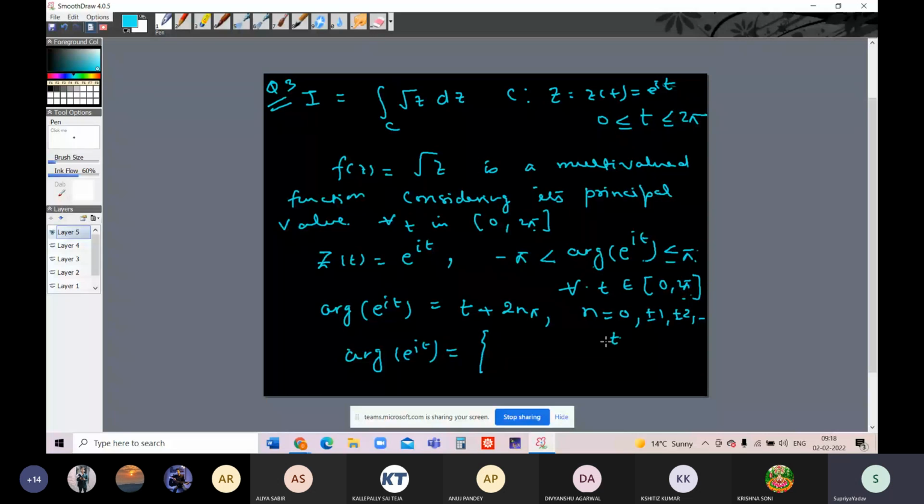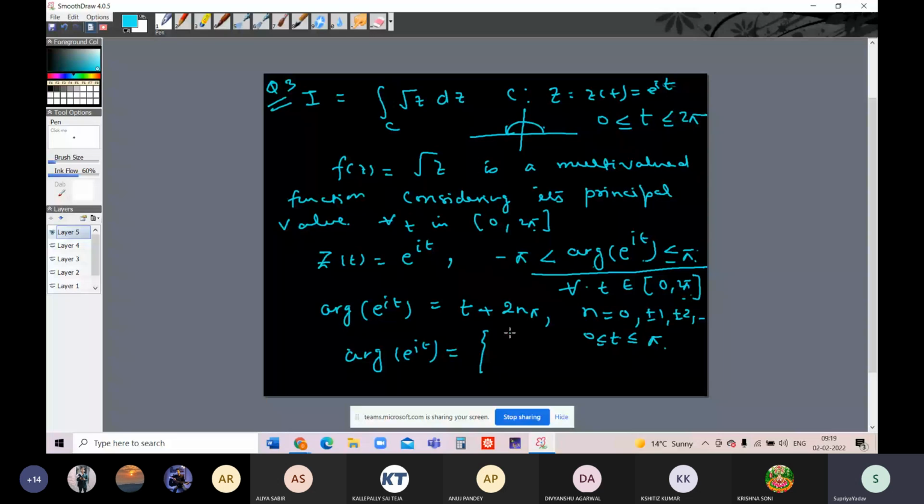when t lies from 0 to pi, because we have to keep our principal argument like this for the function e to the power it. So when t is 0 to pi, it means this is our direction, 0 to pi, the direction is like this. So in that case we have to choose the argument t.